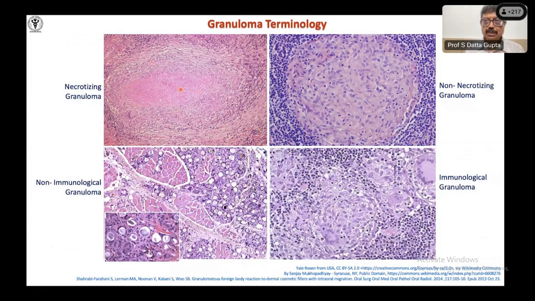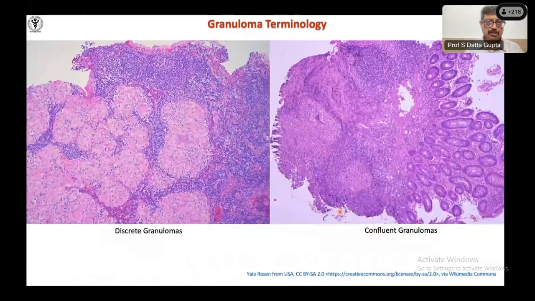So hard granulomas, and if they are necrotic, they are called soft granulomas in tuberculosis. This is a necrotizing granuloma, this is a non-necrotizing granuloma. Non-immunological granulomas are those which do not have a lymphocytic cuff. Immunological granulomas have a lymphocytic cuff. So these are the different terms that I use.